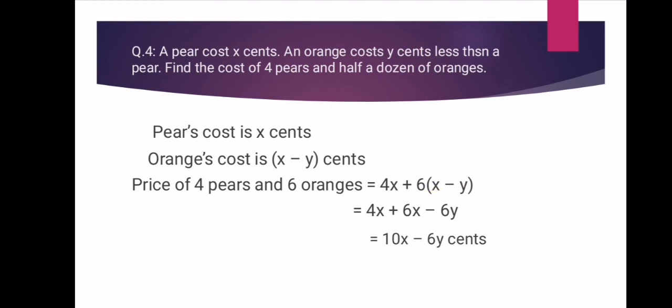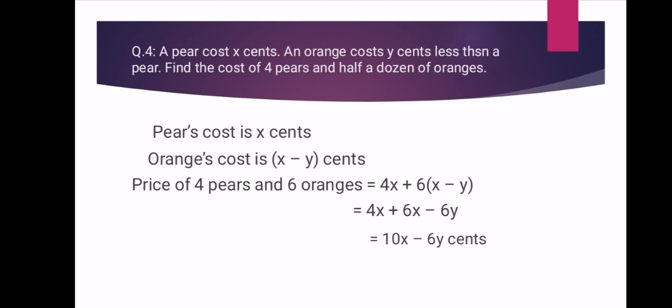Okay, now let's have a look at this next question. The statement says that a pear costs x cents, and I have written it over there in the solution, and an orange costs y cents less than a pear. So the orange cost is going to be x minus y cents, and we are asked to find out the cost of 4 pears and half a dozen oranges. The pear's cost is x, so the cost of 4 pears is going to be 4x, and the orange costs x minus y, and we know that in a half dozen there are 6 oranges.